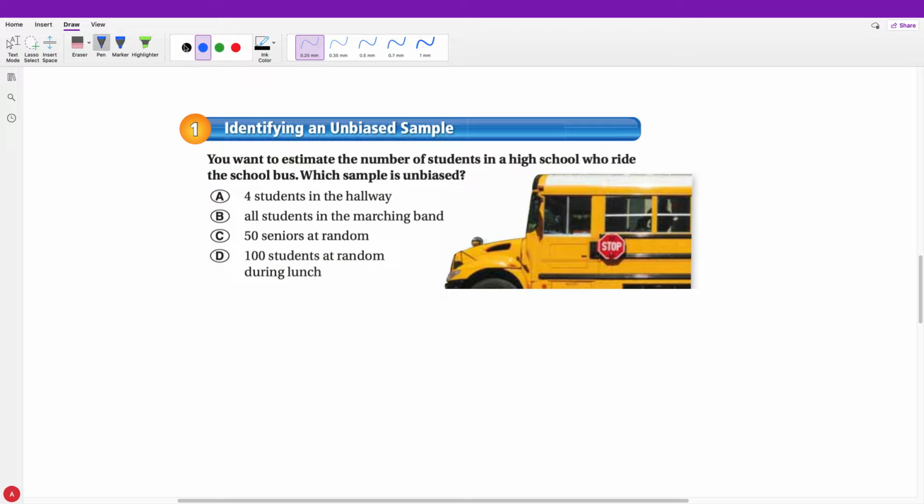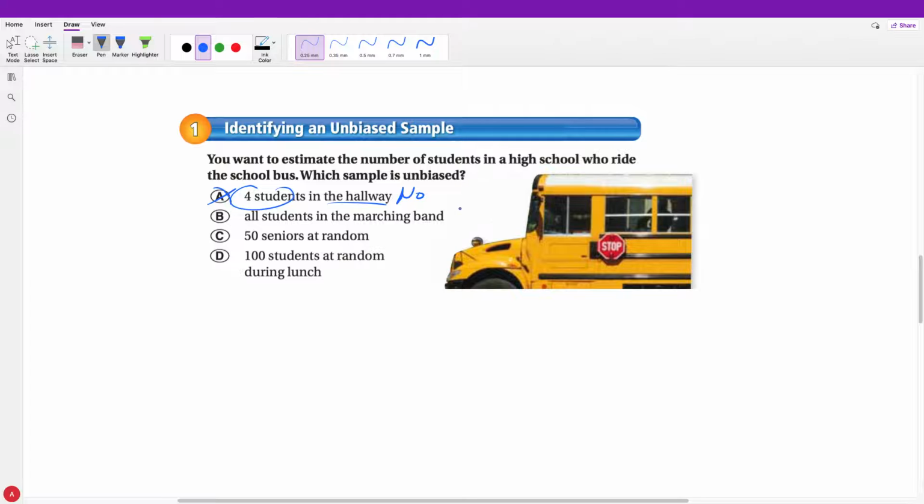Is A unbiased? No, it is not. The reason is, in order for it to be unbiased, we have to have a large enough sample, and you only asked 4 students. Yes, it was random. And yes, they are representative of the population. And yes, everyone does have a chance to be part of that sample because you are just picking 4 kids that you see in the hallway. But 4 cannot accurately represent what your high school is. It's just not a large enough sample. So that will be no.